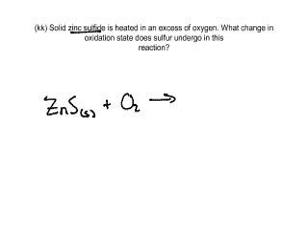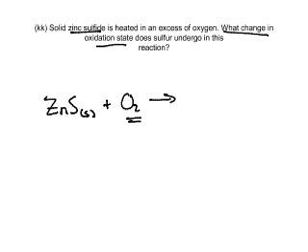All right, 2 more, looks like. KK, solid zinc sulfide, so that's ZnS. That's an insoluble compound, by the way, is heated in excess oxygen. Now you've got oxygen here with no charge, so it's going to have to acquire a charge. In fact, look at the question.